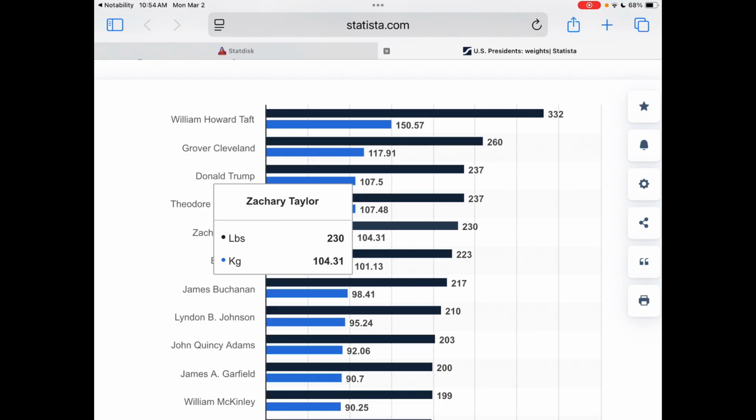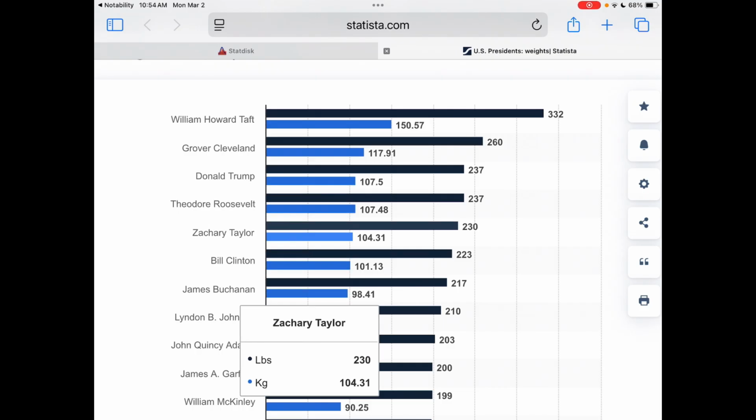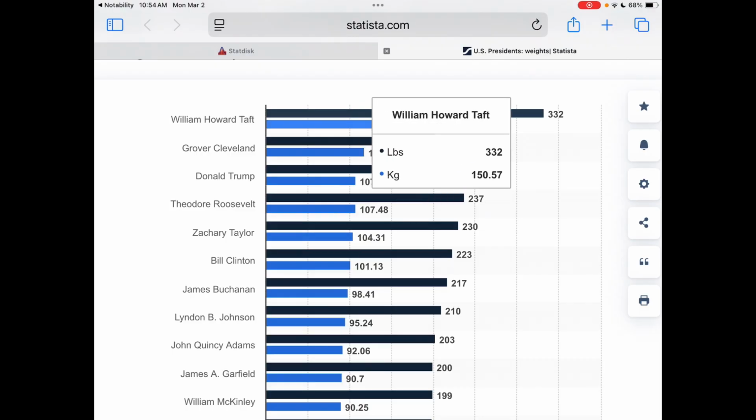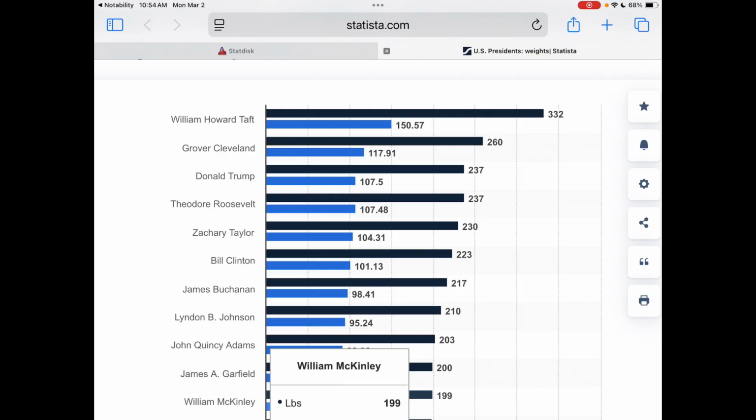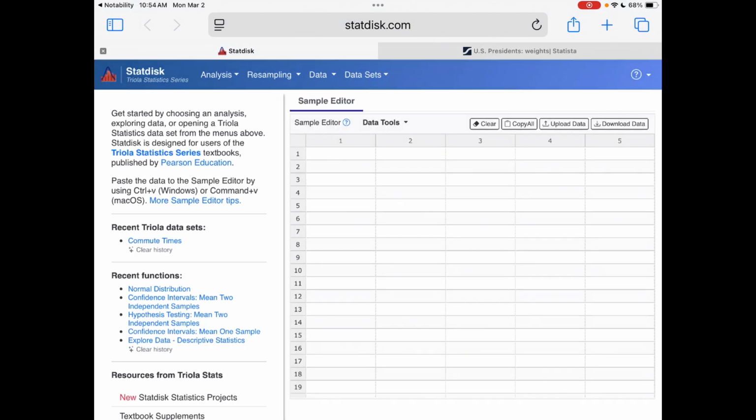I am using a tablet too. It does look a little different if it's on a phone or if it's on a computer. So definitely go through and try these and find a president that matches with your first or last name starting letter. Okay, I'm going to transfer over to StatDesk here.